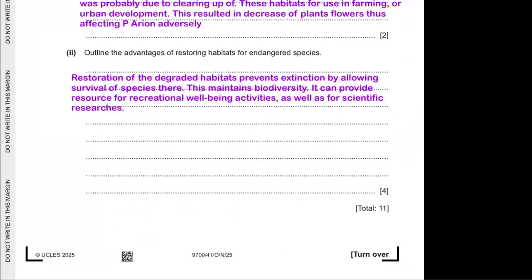Outline the advantages of restoring habitats for endangered species. Restoration of the degraded habitats prevents extinction by allowing survival of the species there. This maintains the biodiversity. It can provide resources for recreational well-being activities as well as scientific research.